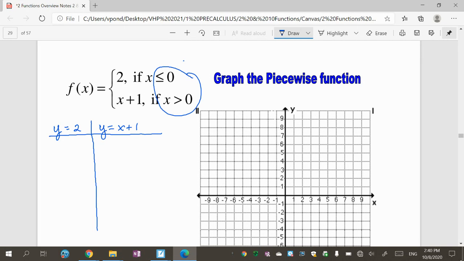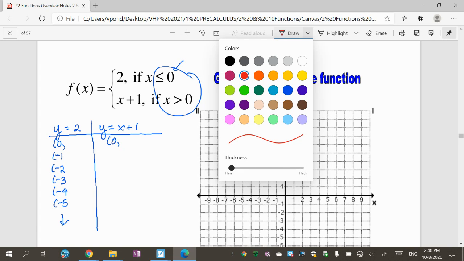The breaking point's at 0. Notice 0 is only in the top piece. And then it goes less than that. So I'm going to go to -1, -2, -3, -4, -5, and so on and so forth. I'm just picking a few points. This one we're going to use a point 0, but again, this is not on this piece.